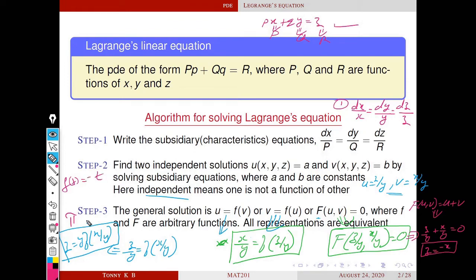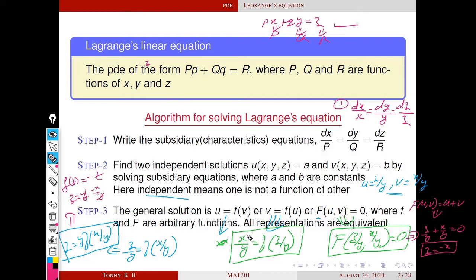Then this representation gives the same solution. yz is equal to y into f of t. What is f of t? f of t is minus t. So this becomes minus x by y. So it is the same as z equal to minus x.